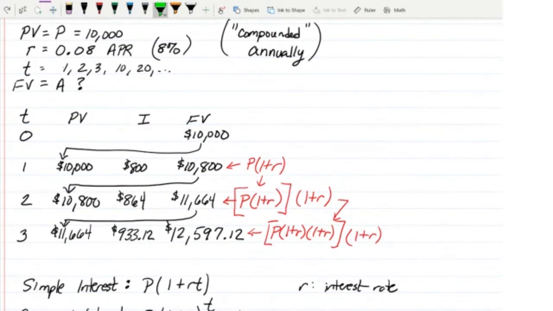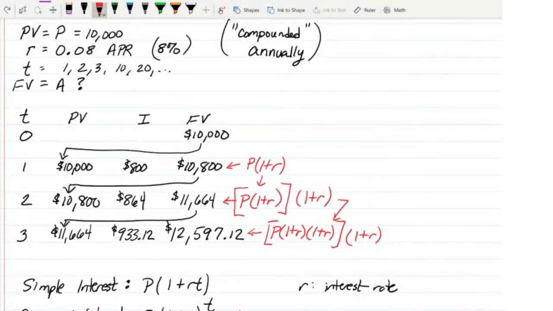And I said that P times 1 plus R, you're going to see quite a bit. That 1 plus R represents the fact that I'm getting back the money I started with. That's the 1 part. And I'm getting a little bit more in interest. That's the plus R part. You can imagine doing distribution here. If you distributed that P to the 1 plus R, P times 1 is P. That's your initial principal back. P times R is the extra interest. So that 1 plus R represents me earning interest on the amount that I started with.